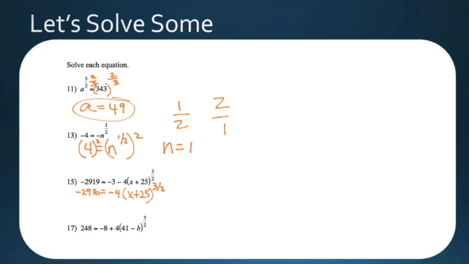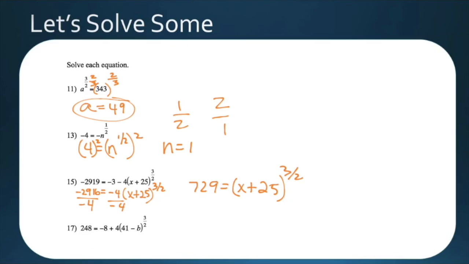What do you want to do next? Can we divide both sides by negative 4? We're going to get rid of that negative 4. Don't we have to distribute it? We can't distribute it because there's an exponent. So we're going to divide by negative 4. 729 equals x plus 25 to the 3 over 2.